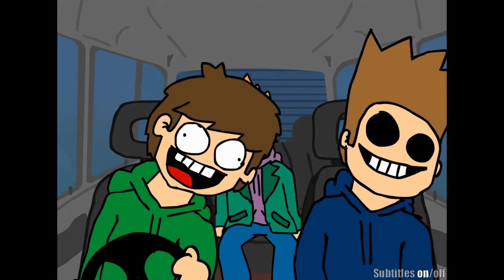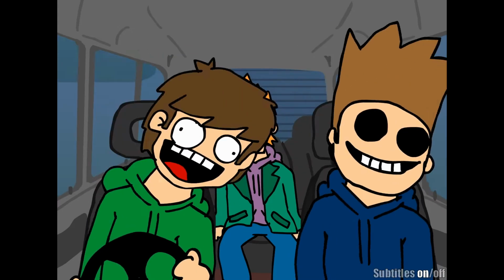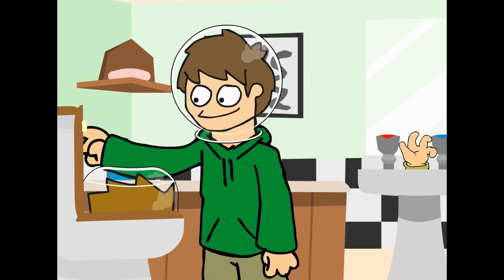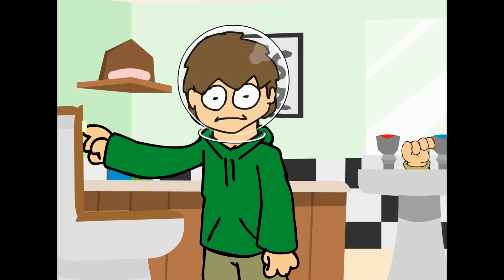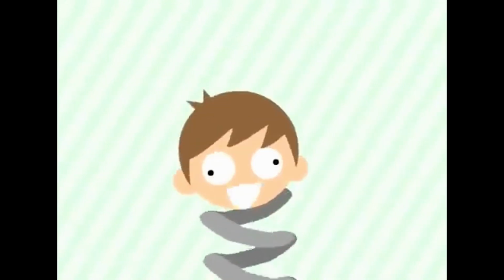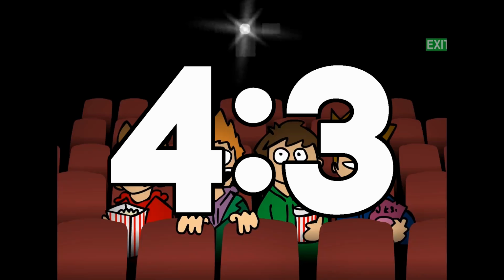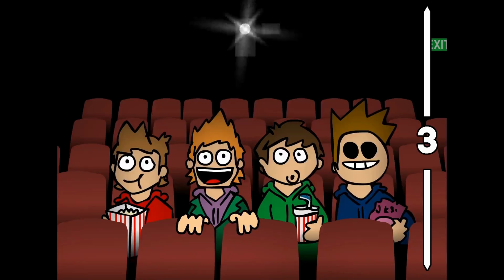If you watch a bunch of old Eddsworld videos, you might notice something a little strange. All of the action takes place in this narrow box, while the edge of the screen has these black bars on either side. Every episode before Doing, apparently, was animated in a 4:3 aspect ratio. That's 4 units across for every 3 units down.